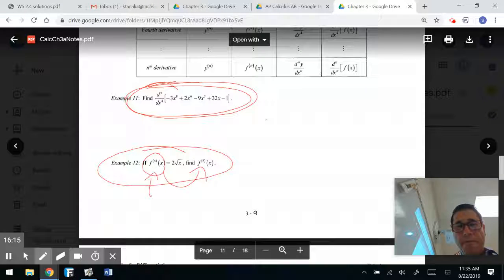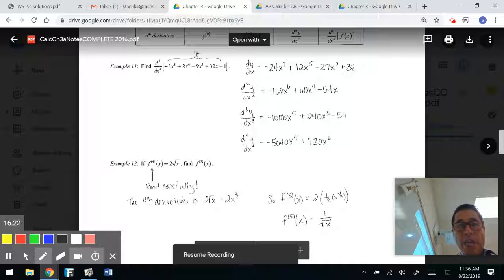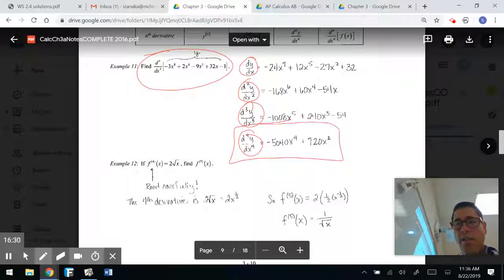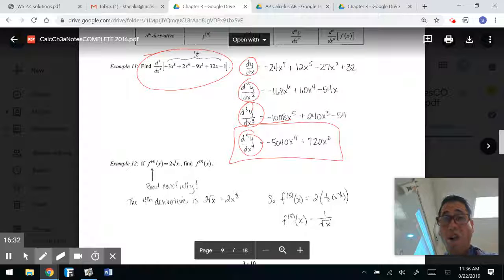Hit pause because after you hit play again, the answers are magically going to appear. Booyah! There it is. Find the fourth derivative, which means you got to find the first, the second, the third, the fourth, and get used to that notation. I bet you got that answer, which means you're on fire.